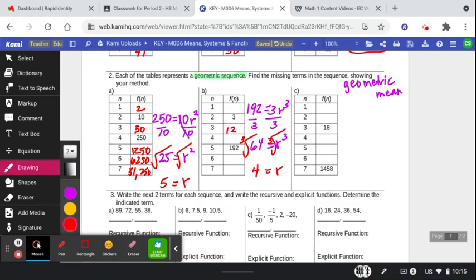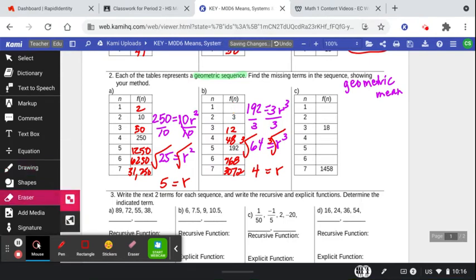3 times 4 is 12. 12 times 4, 48. 48 times 4, grab a calculator and test it out. Yes, it gives us 192. 192 times 4, you got it, 768. 768 times 4, 3072. Now to go backwards from the 3, instead of multiplying by 4, we're going to divide by 4. So here you'd write 3/4 or 0.75, whatever you're comfortable with.